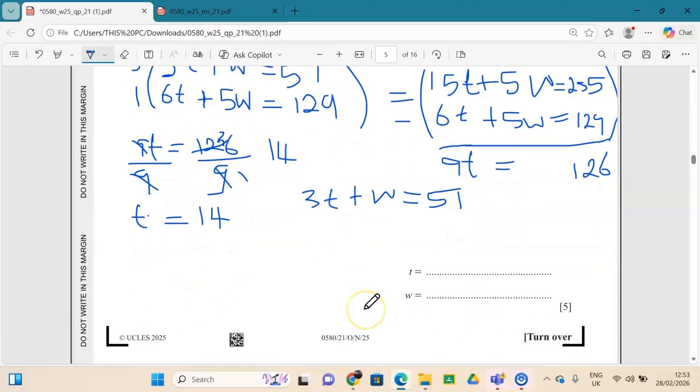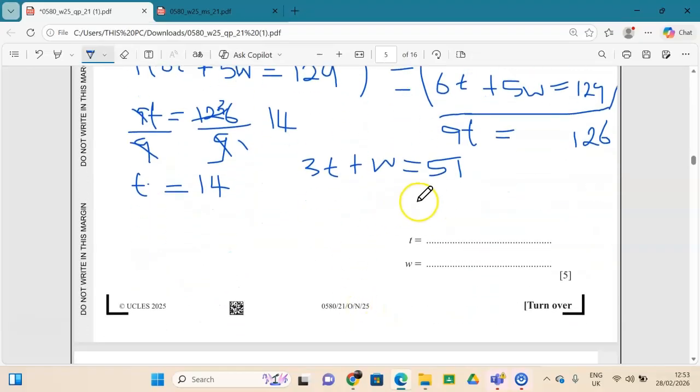So at this point, we're just going to substitute the value of t. Wherever we see t, we put 14. So we're going to say 3 times 14. Let's check what that will give us. 3 times 4 is 12. We take 1, and 3 times 1 is 3, plus 1. That will be 42.